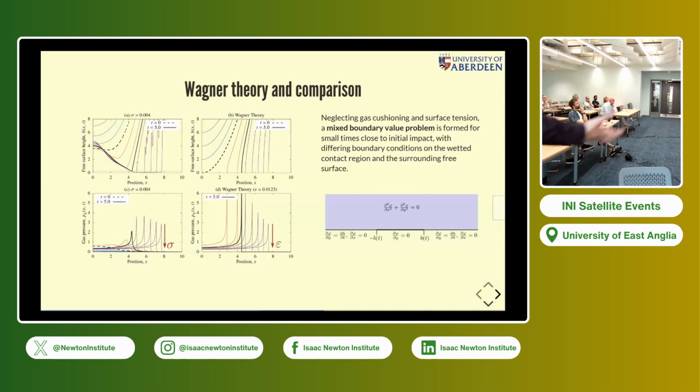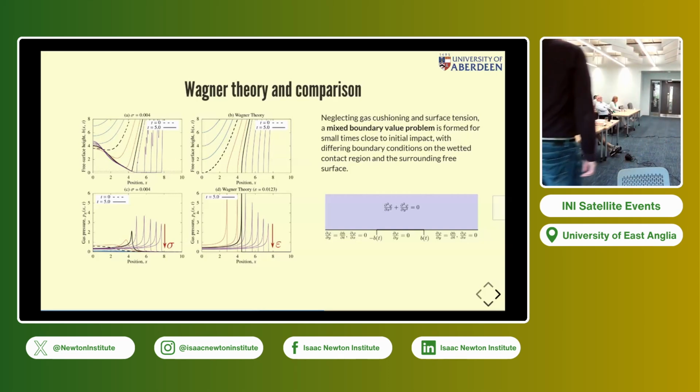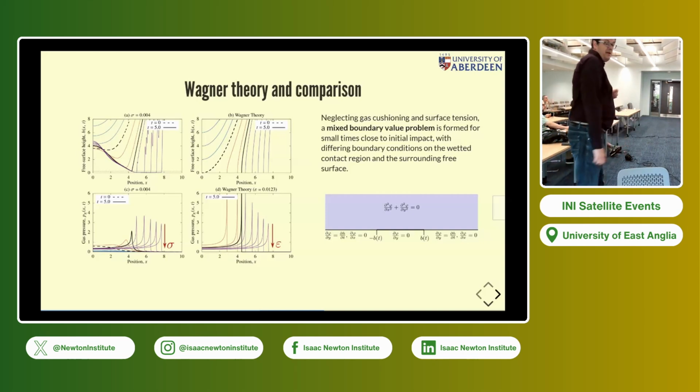As I increase the surface tension, the pressures will all decrease. And as I increase the value of that asymptotic parameter in Wagner, again, the pressures will decrease. So have a close look at the pressures.